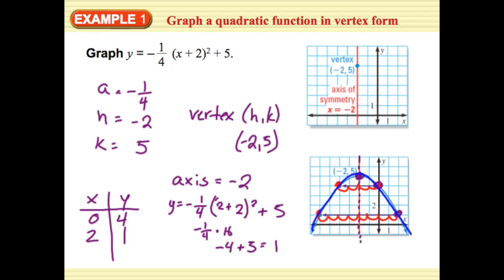So hopefully you can see that we're doing a very similar process. We're finding the vertex, we're finding the axis of symmetry, and then we're substituting in x values to find our y values in our graphs so that we can go ahead and graph that equation.